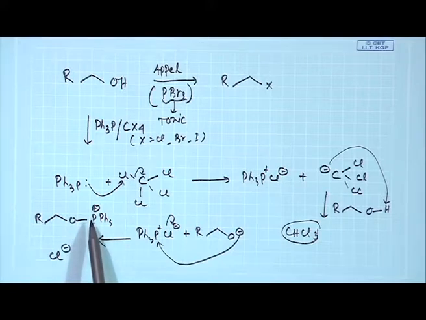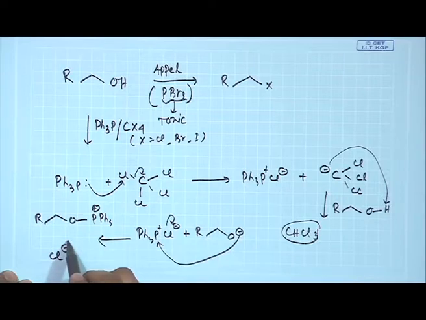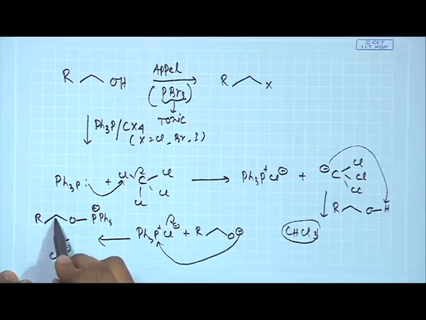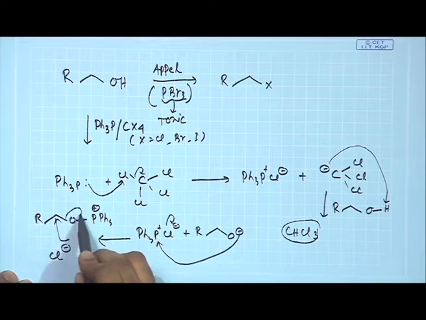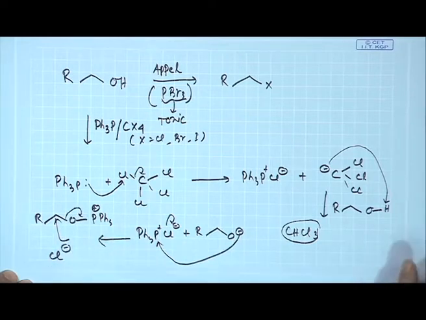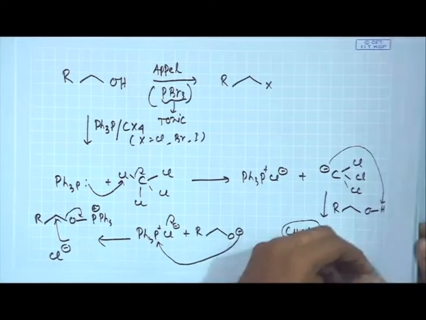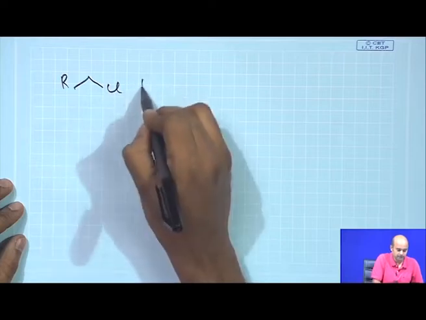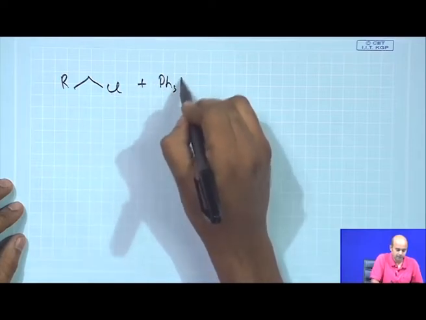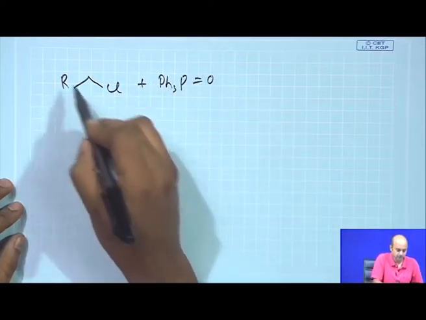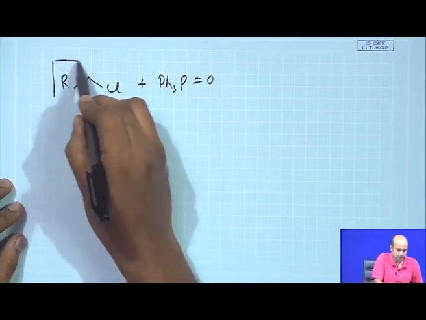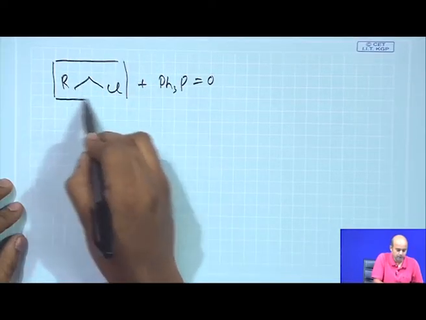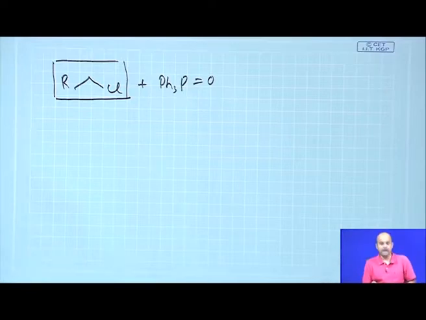The triphenyl phosphine oxide is a byproduct. So, now this Cl minus undergoes a standard SN2 reaction to give you the corresponding halide species, CH2Cl, plus triphenyl phosphine oxide. So, this is your final product, you get it in one step by the Appel reaction.